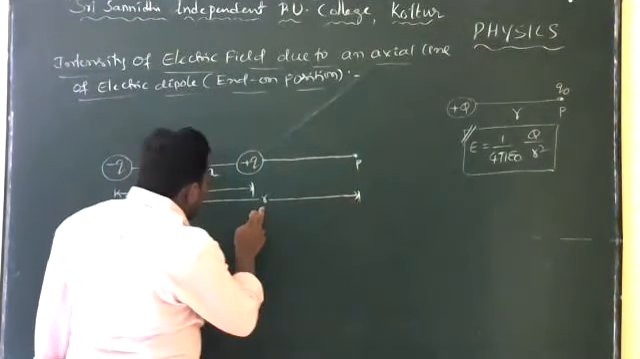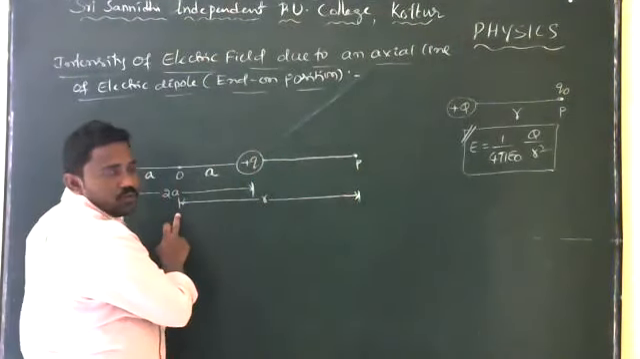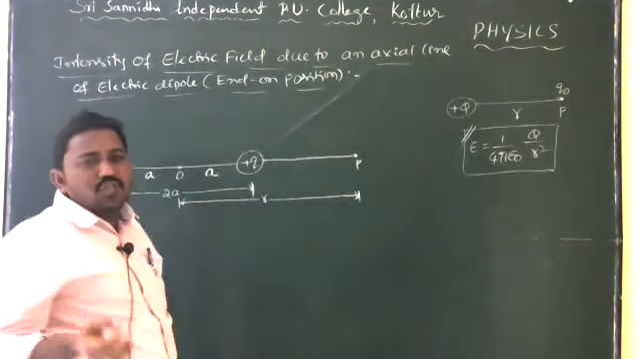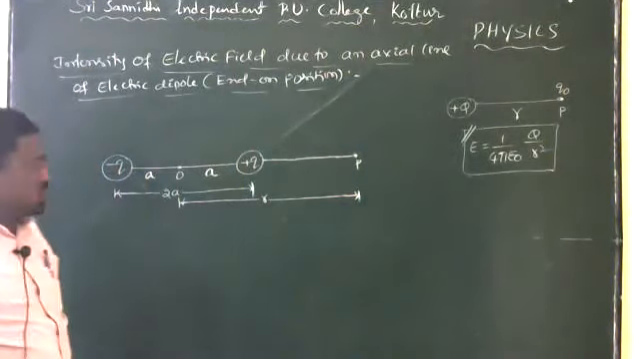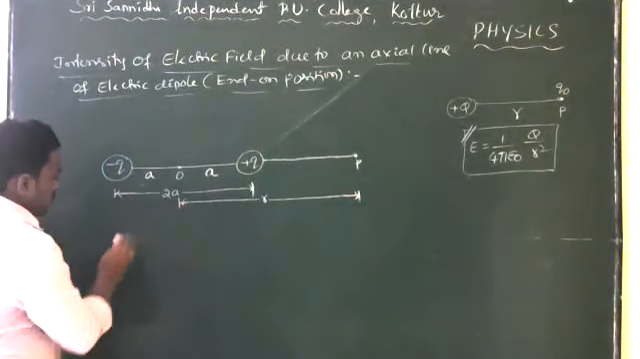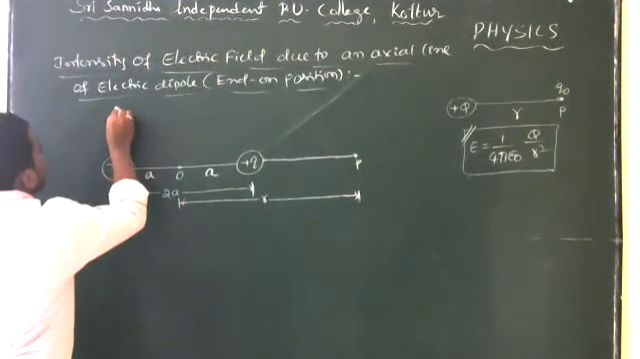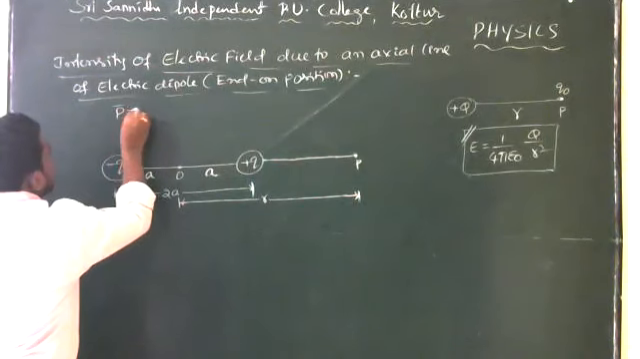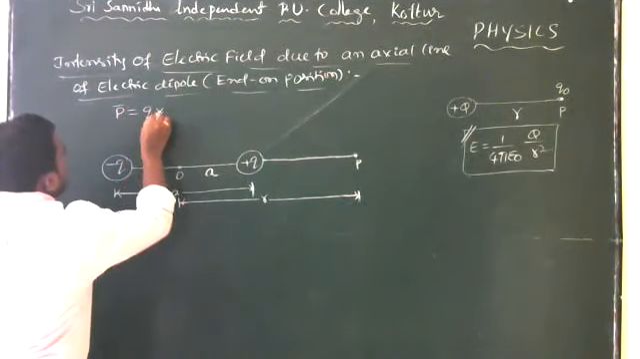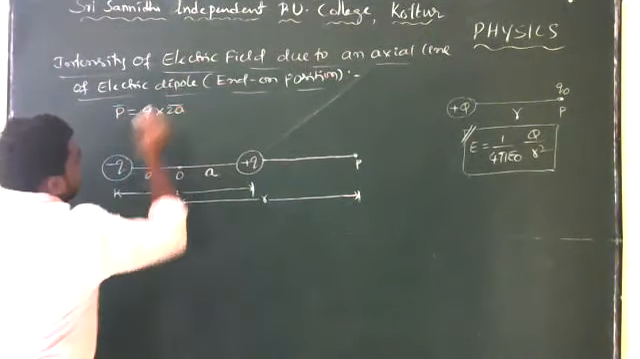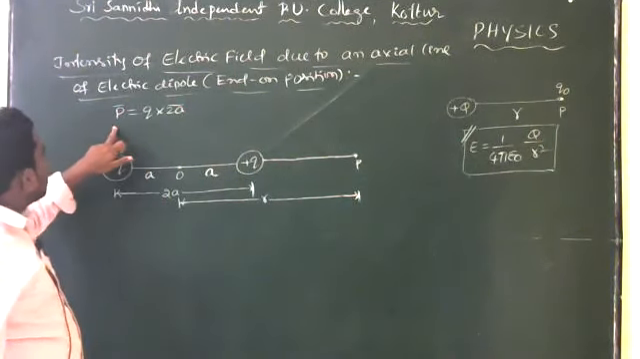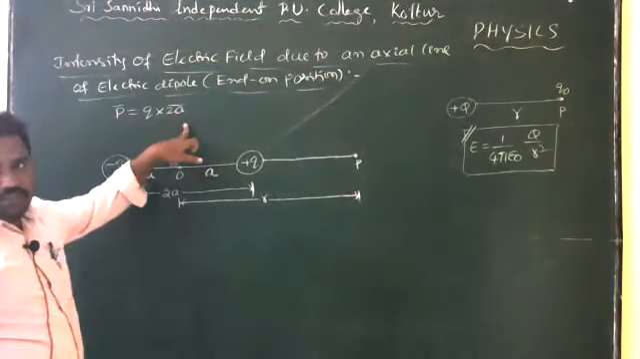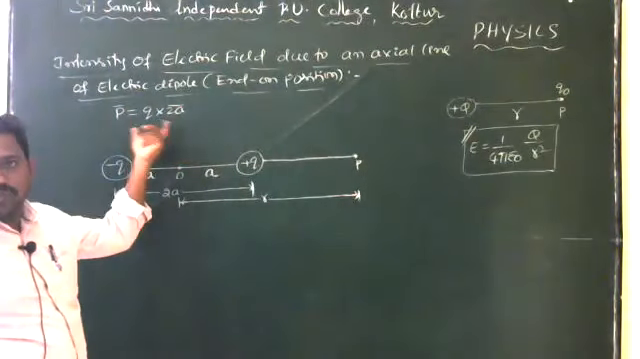At a distance r from the center of the dipole. We already discussed this. We know that this dipole has a dipole moment. What is the formula for dipole moment? p is equal to any one charge into the distance between them. So p is equal to q into 2a. This is the dipole moment.